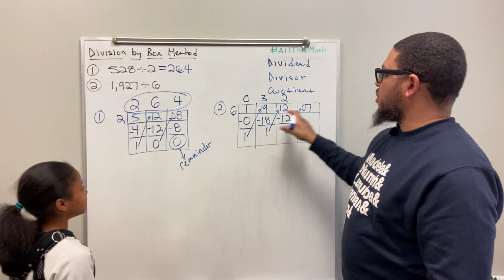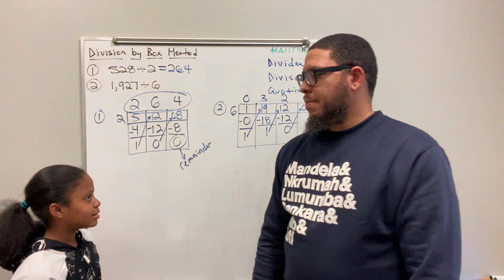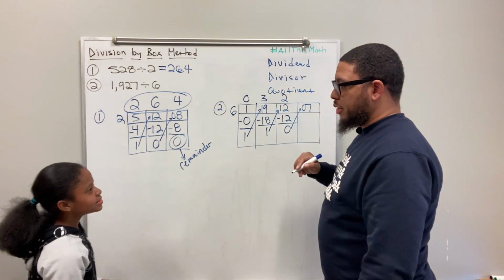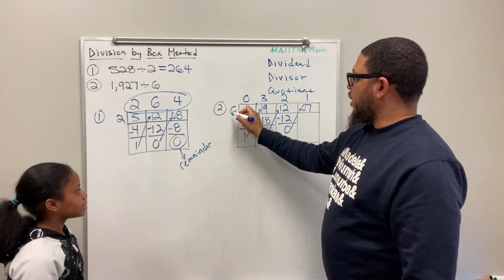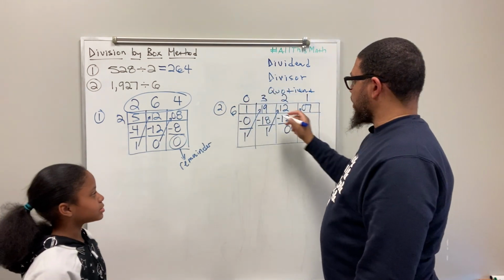So how many 6s go into 7? Yeah. 1. Right. Only 1. So where do I put the 1? Put the 1 on top like that. And then what do I do with this 1? You multiply with the 6. Multiply with the 6. 6 times 1.